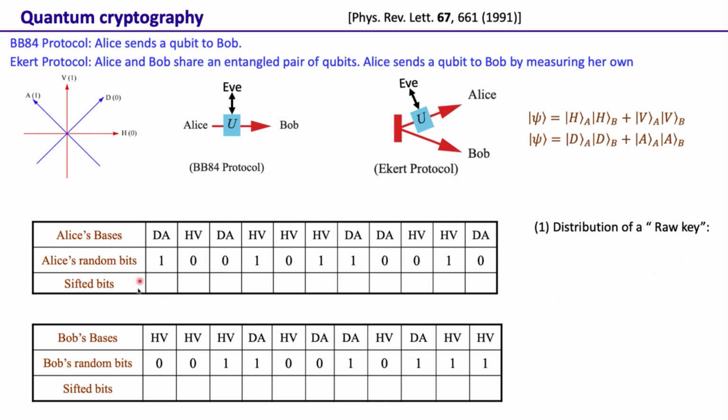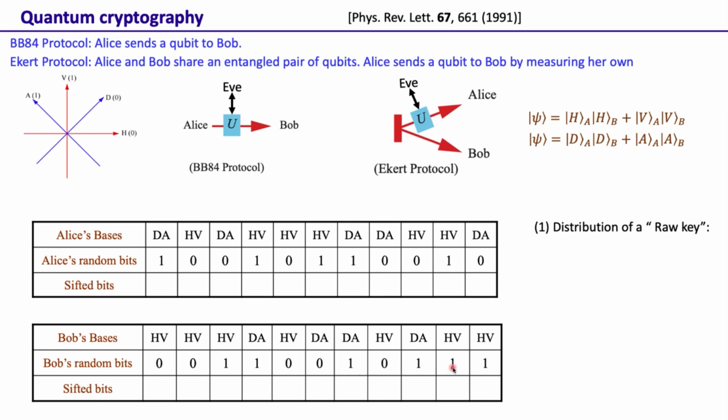Once this step is done, of course Bob has no idea what basis Alice prepared her photon in, or what bits were sent, but Bob chooses his basis randomly, and these are the bits that Bob obtained. After the distribution of the raw key, Alice and Bob will do what's called the basis reconciliation, and this means that Alice and Bob get on a public channel and talk to each other and find out what were the instances when they happened to use the same basis, and what were the instances when they happened to use different bases.